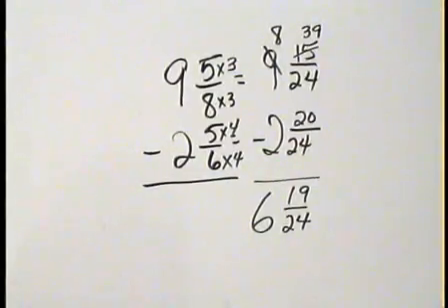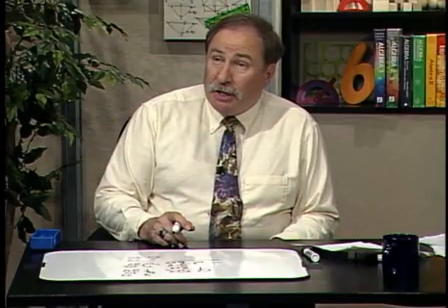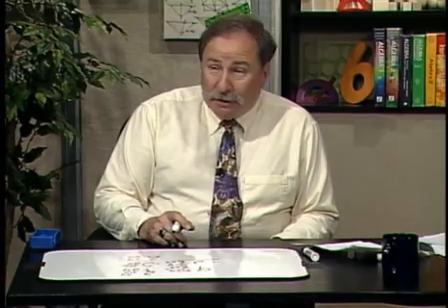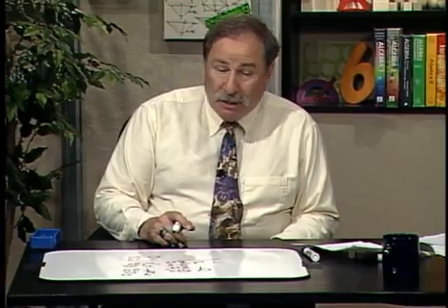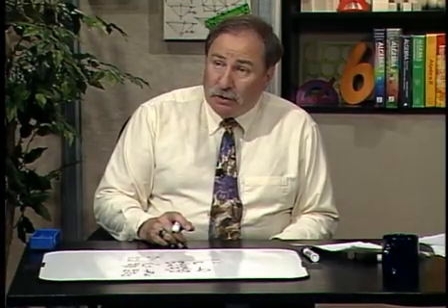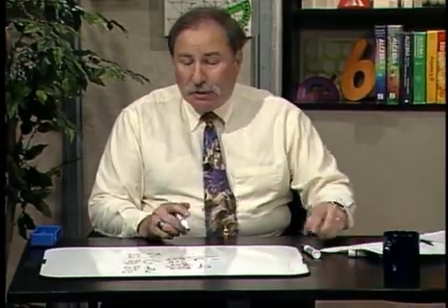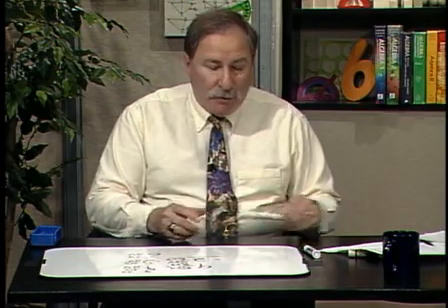We need 3, 6, or 9 in order for it to be a multiple of 3. 5 does not divide 19, since it does not end in 5 or 0. And in fact, the only thing that divides 19 other than 1 is 19, and 19 does not divide 24. So we cannot reduce this fraction. This is our final answer, 6 and 19 24ths.